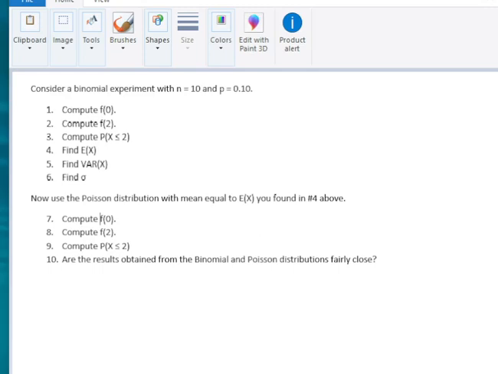Let us go ahead and do a binomial experiment example. In this case, we have n, which is the sample size, equals 10, and we have p, which is the probability of success in any one trial, of 0.1. We want to compute, first of all, f of 0, so let's start there.